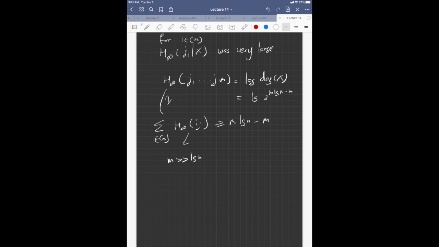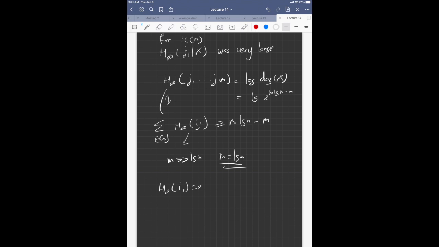rows have h infinity of ij very high. Let's say m is exactly log n. In this case, it is possible that maybe h infinity of i1 is 0 and the rest have full possible mean entropy, and they could add up to m log n minus m, right?